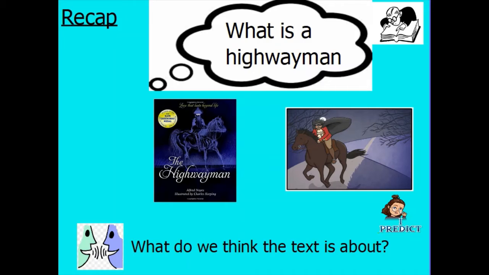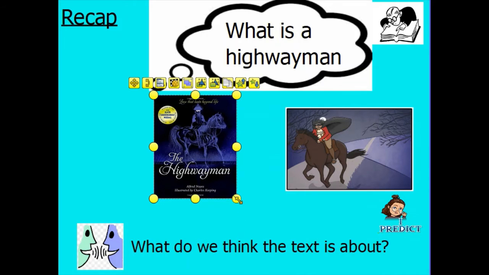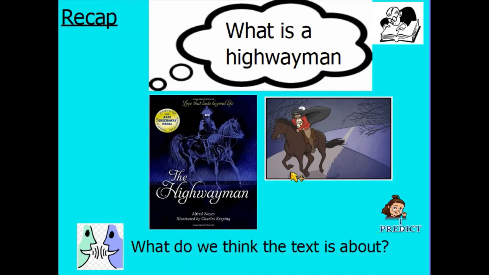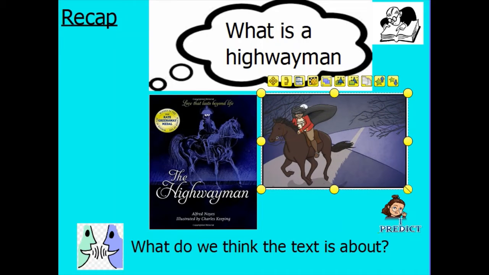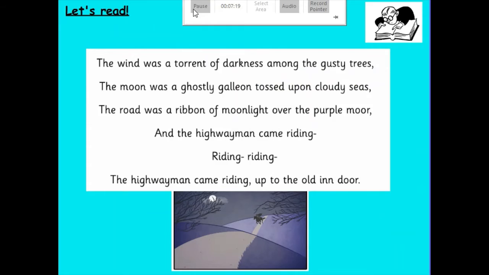So a highwayman was a robber who stole from travellers. So they normally travelled or robbed by horse so that they could make a quick escape. And these were criminals that operated a long time ago. So if we know that our main character is a criminal or a robber, I want you to predict, what do you think this text is about?